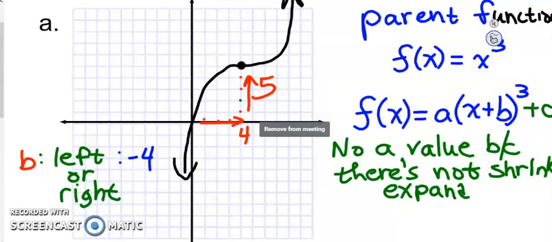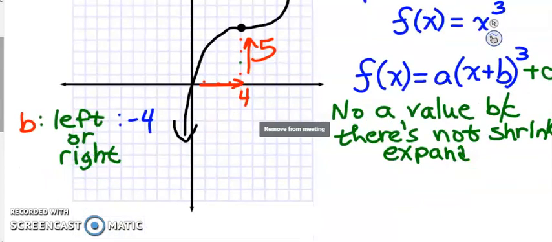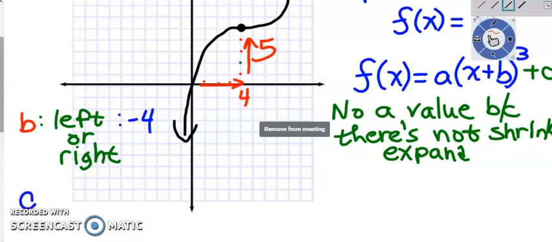All right, and then C stays the same as what you really think. So if it's a positive 5, it means it went up 5. So let's see, C goes up or down.